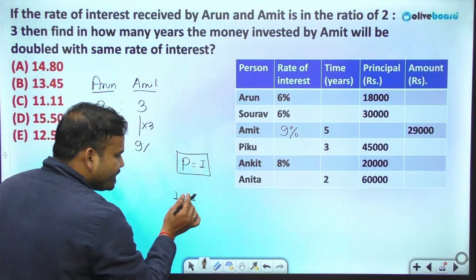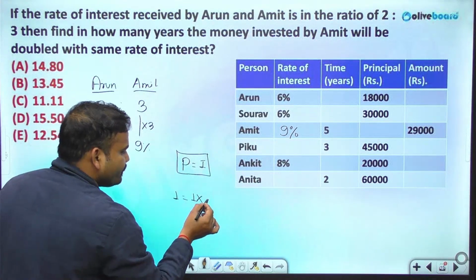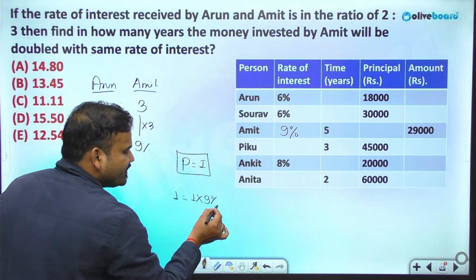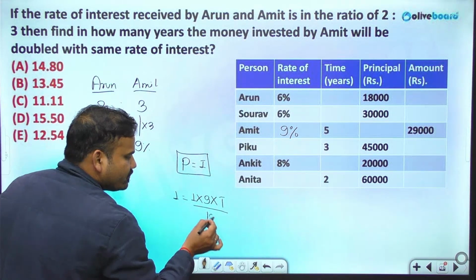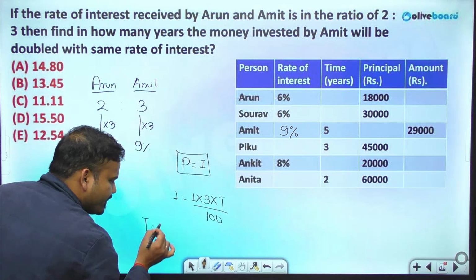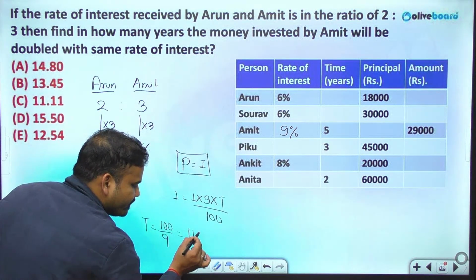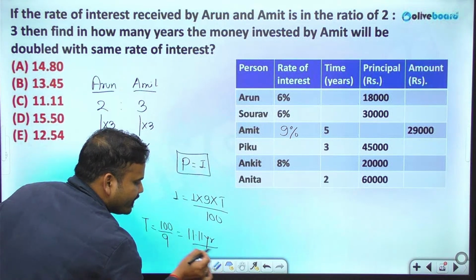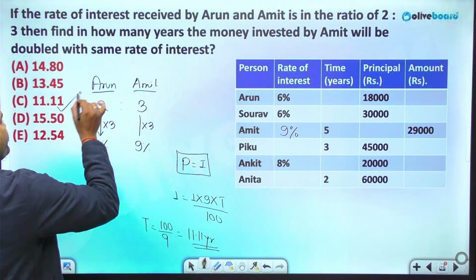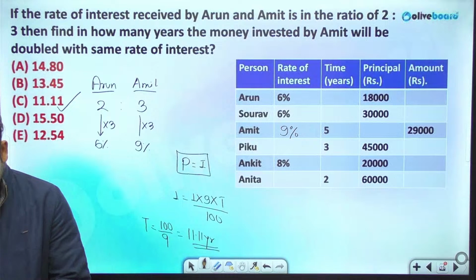Interest is 1, principal is 1. Rate of interest we know for this particular person is 9%. Tenure we don't know. So tenure is what? 100 by 9, and 100 by 9 is nothing but 11.11 years. So 11.11 years will be the tenure. Is it clear?